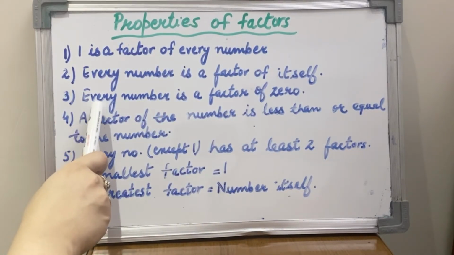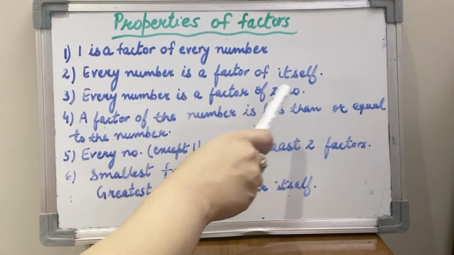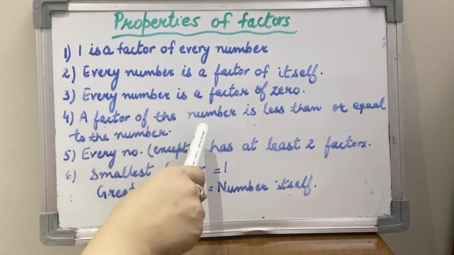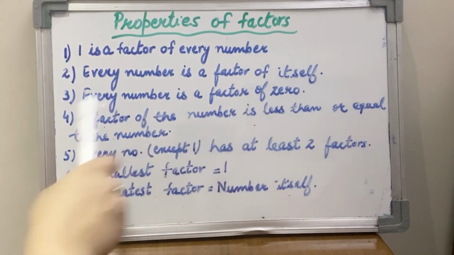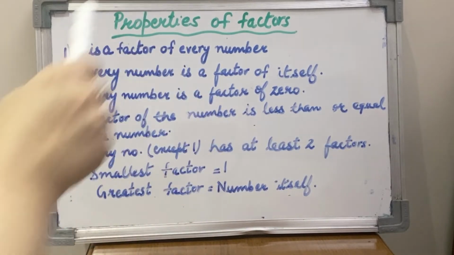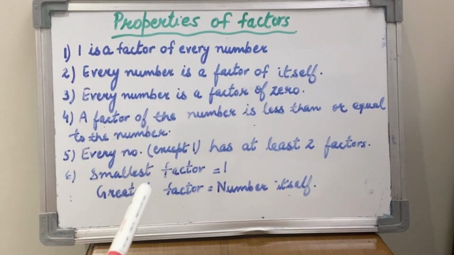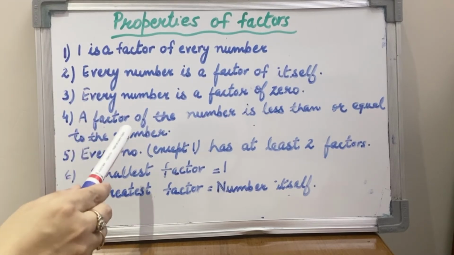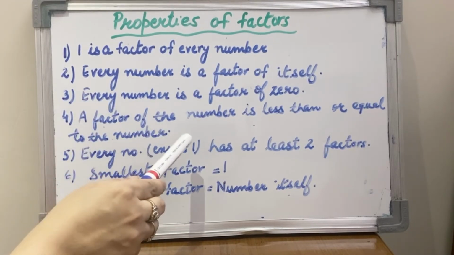Next I am taking every number is a factor of 0. A factor of a number is less than or equal to the number. I told you like I had drawn that tree of 24. In that all numbers were either less than or equal to 24.